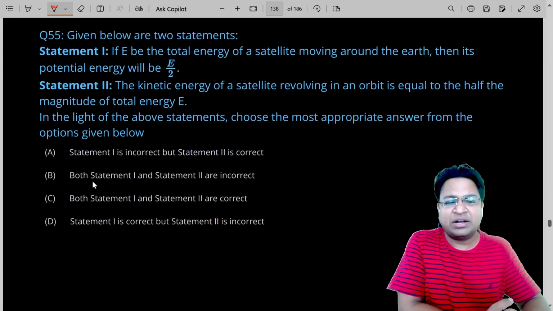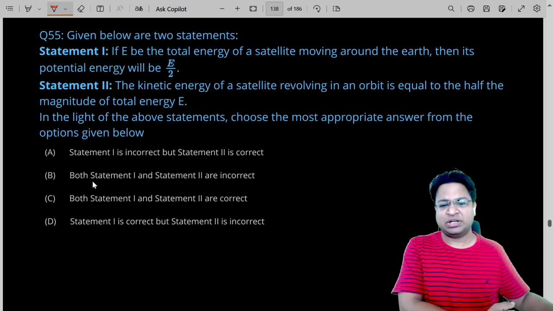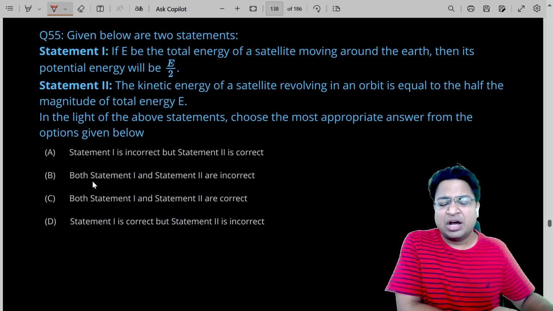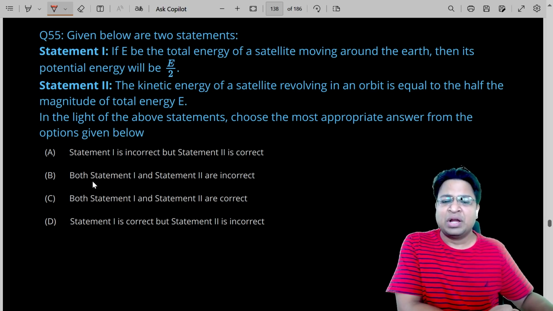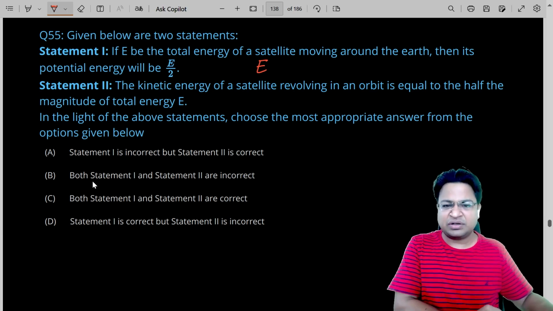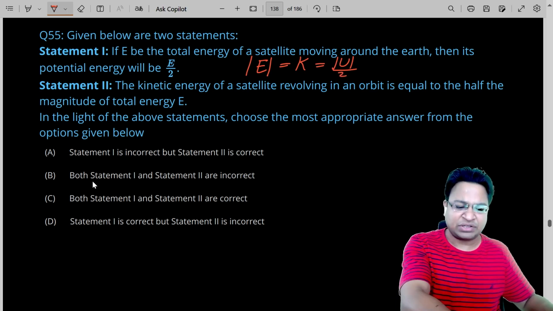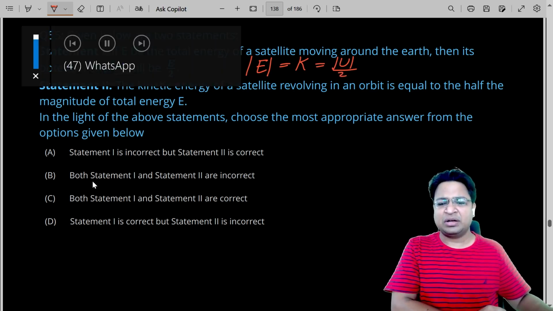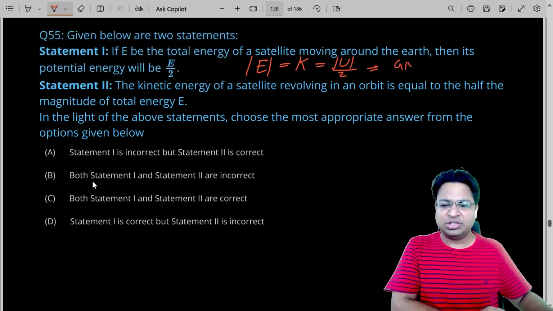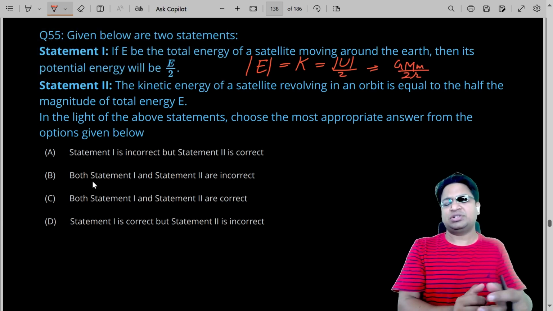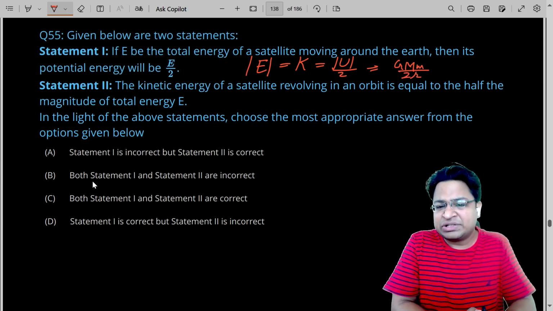This question says that if E be the total energy of a satellite moving around the Earth, then its potential energy. Now, guys, before we read the options, let's first recall the relation among the energies. The total energy is negative. Mod of it becomes equal to the kinetic energy, which is actually half of the mod of potential energy. And this value is G capital M small m by 2 times the radius. So this is the relationship that we have in energy. R is the radius of the orbit.